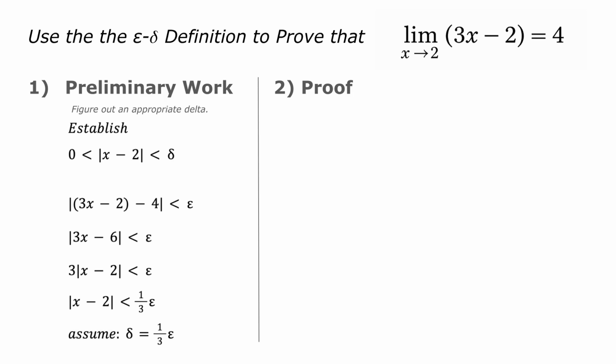Recall from the beginning that we established that the absolute value of x minus 2 is less than delta, and working with the epsilon inequality, we arrive at the result that the absolute value of x minus 2 is less than 1/3 of epsilon. So we can begin by assuming that delta is equal to 1/3 of epsilon. And now we may begin the proof.